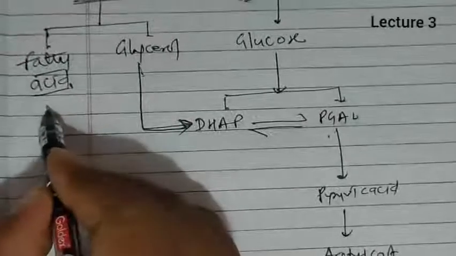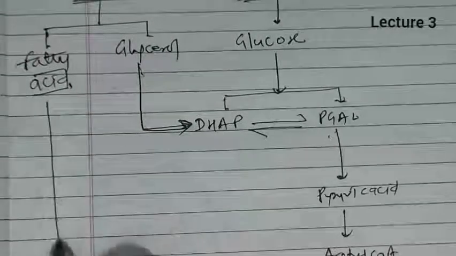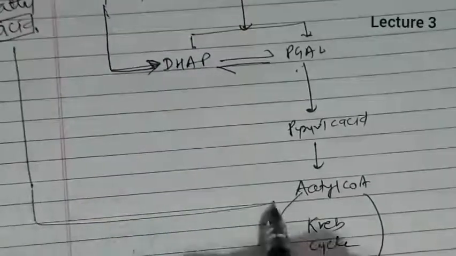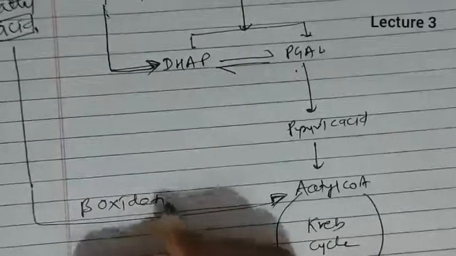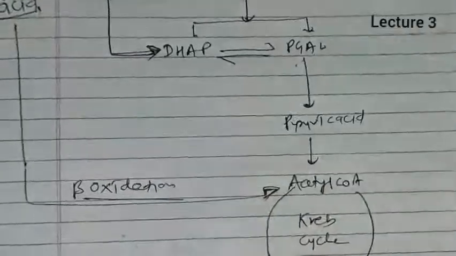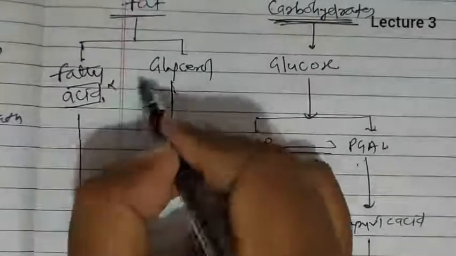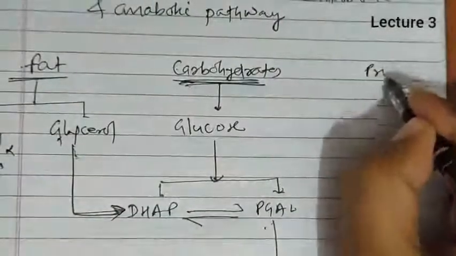Now this fatty acid converts into acetyl coenzyme A by a process of beta oxidation, and through acetyl coenzyme A it will give the energy. But what when fatty acid and glycerol are also over? Then the body will be dependent on the proteins.